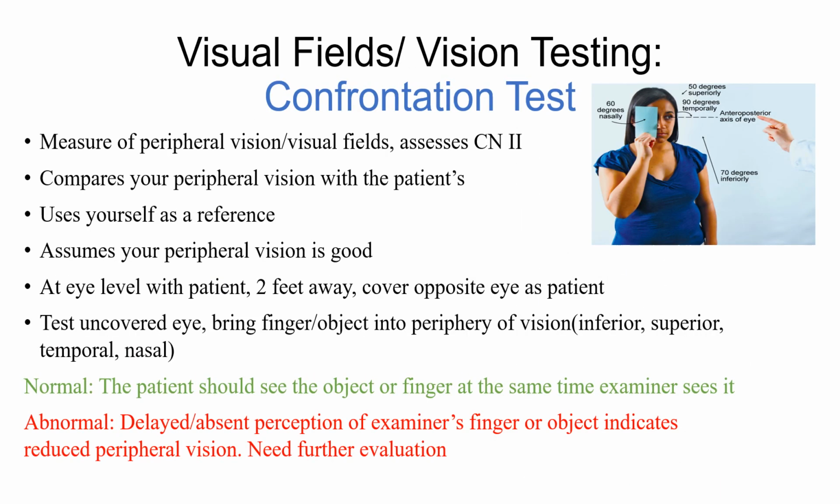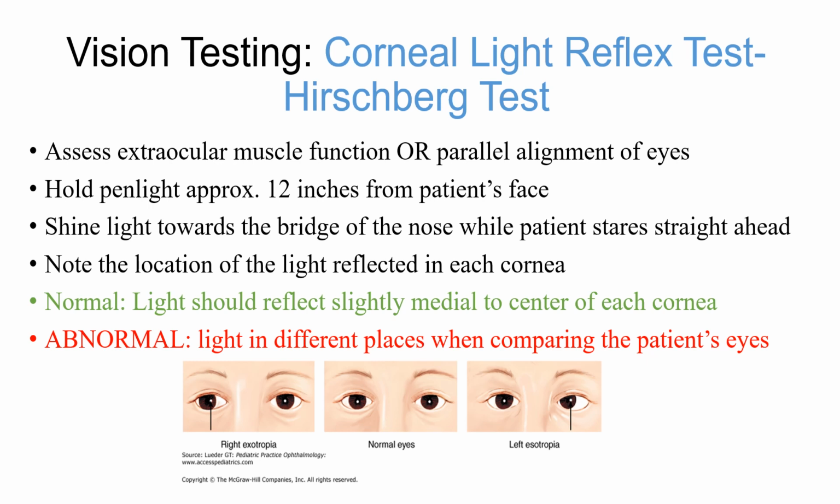Now, the other vision field tests, and one of them is a confrontation test. We're looking at peripheral vision. So you're comparing your peripheral vision with the patient, one eye at a time. You are going to stand 2 feet away. You are going to move a finger or an object into the periphery of vision for your patient. And so you and your patient should see the same object in the periphery at the same time. If there's any delay, or if there's a difference in your vision versus the patient's vision, there would be a need for further evaluation.